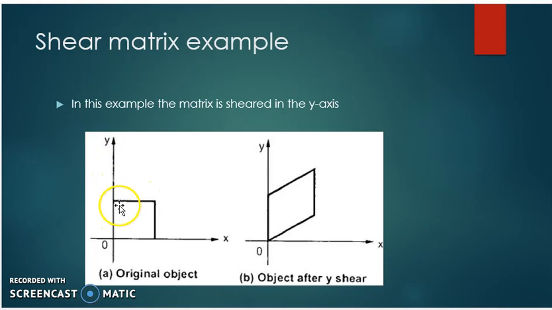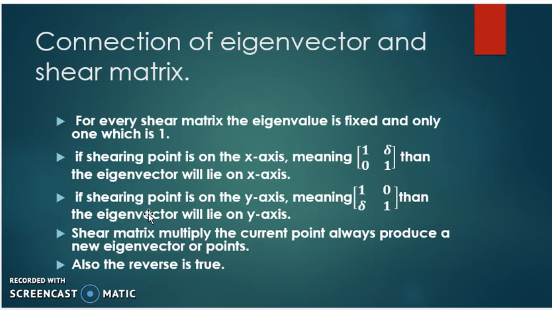So this is an example of a shear matrix. Let's say in this case we originally have 4 points, the original points. After that, it moves to, in this example, it changes based on the y-axis. Meaning the shear is produced in the y-axis.